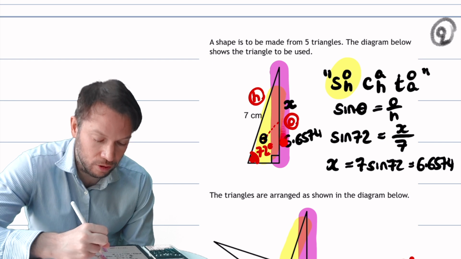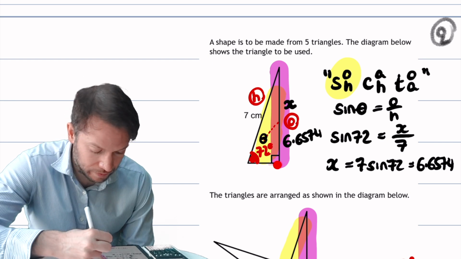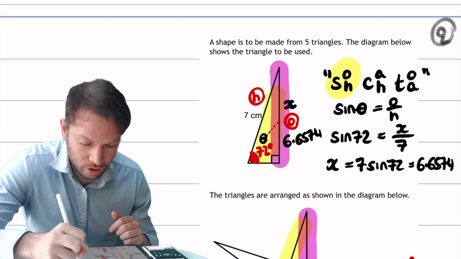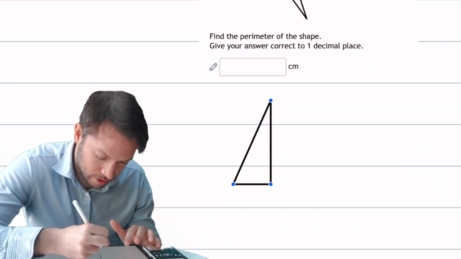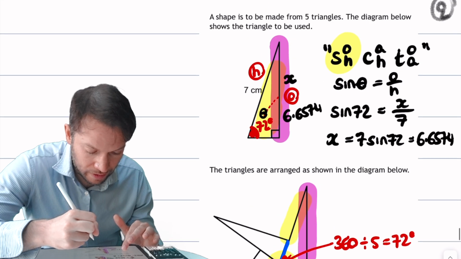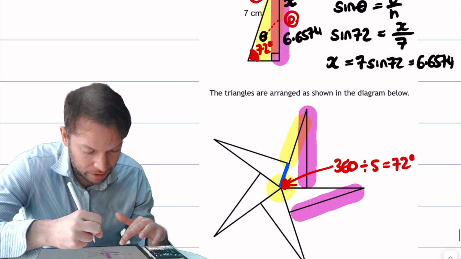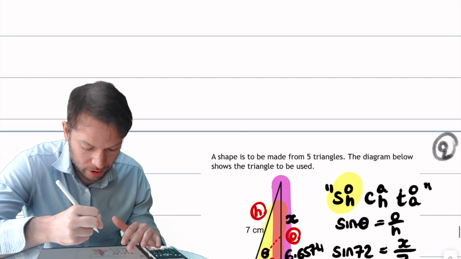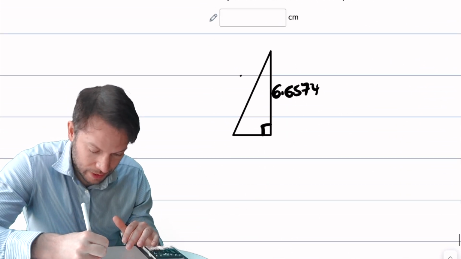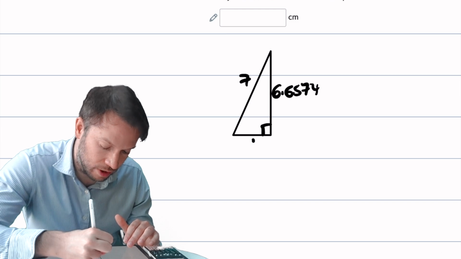And now we could find this other side length using trigonometry again, or because we already know 2 of the side lengths of this triangle, we could use Pythagoras theorem to find the 3rd length. So let's just copy this triangle down here, so I've given myself more space. We know the vertical is 6.6574. And we know that the hypotenuse is 7. And we're trying to find this length at the bottom. Let's just call it y.